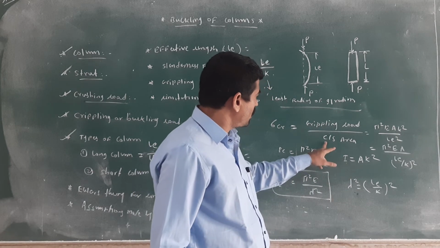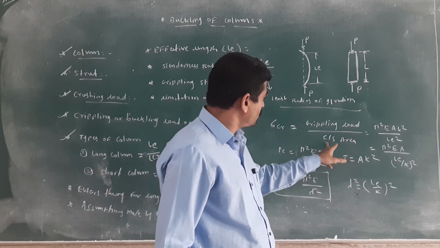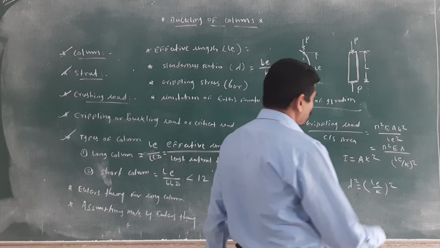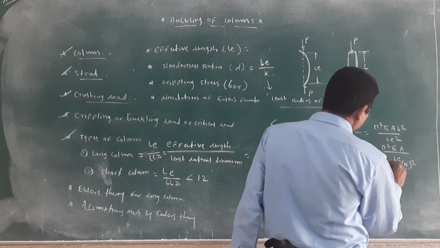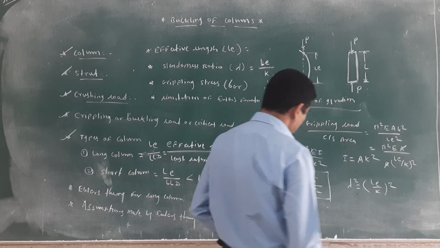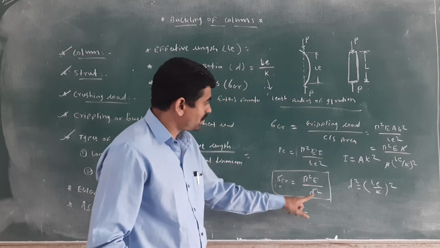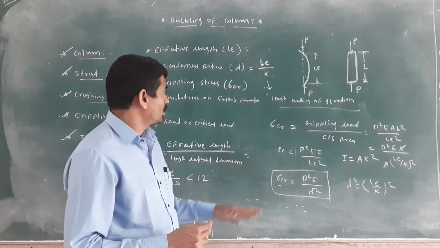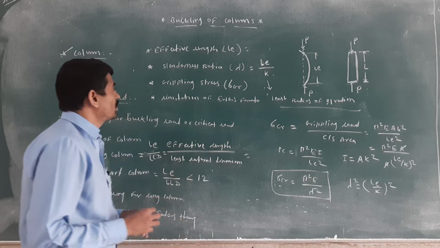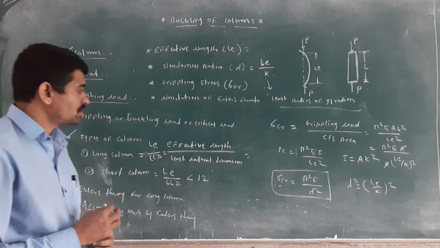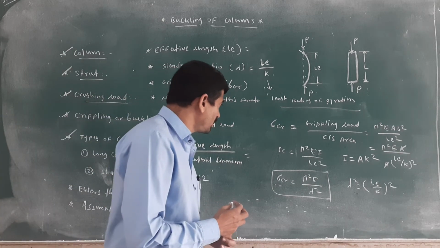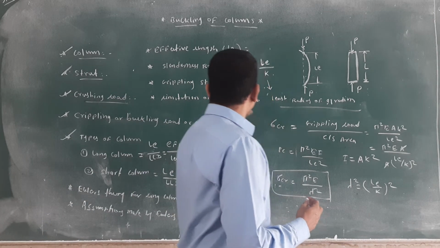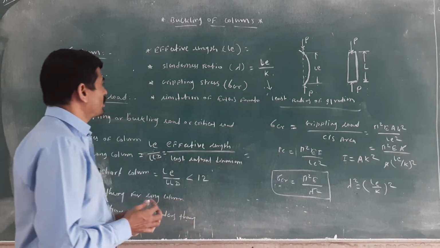Okay, and what is the cross section? If you have put the cross section area also denoted by the capital A, this A gets cancelled. You will get pi square E divided by (LE by K) square, which means lambda square. This equation gives the crippling stress in terms of the effective length and least radius of gyration.